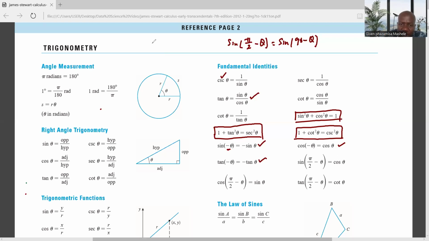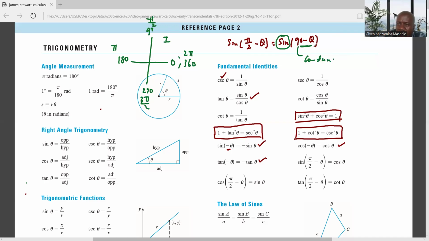Remember, from the reduction formula, we used to have 0, 90, 180, 270, 360. Now we change and say pi over 2, pi, 3 pi over 2, and 2 pi. When we say pi over 2 minus theta, it is in this quadrant, where we have 90 minus theta. Obviously, it is in the first quadrant, where sine is positive, but because of 90, this becomes a co-function.